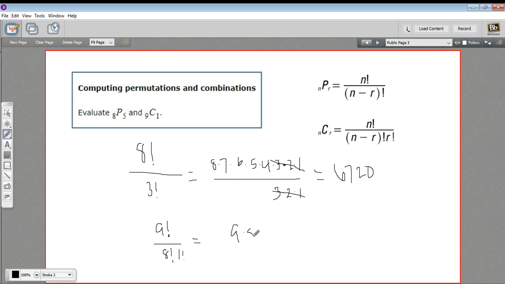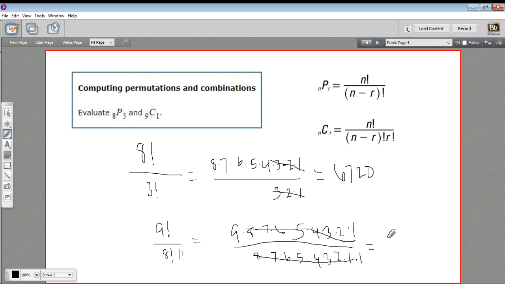We've got 9 times 8 times 7 times 6 times 5 times 4 times 3 times 2 times 1. And that's over 8 factorial, so 8 times 7 times 6 times 5 times 4 times 3 times 2 times 1, and then 1 factorial, which is just another times 1. Now all of this is going to cancel. And then this times 1, well, it doesn't really matter. What we end up with is 9 over 1, or just 9.